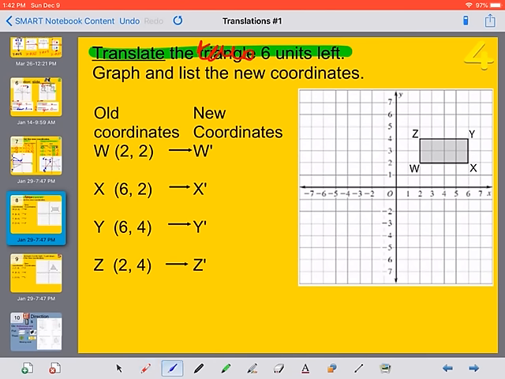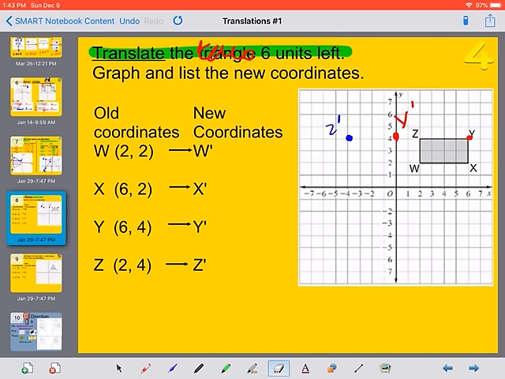So I'm going to graph it first just because I find that easier. So from here, we're going 6 units to the left. 1, 2, 3, 4, 5, 6. There is our new z prime. It went 6 units to the left. Then we need to move y. From here, 6 units to the left. 1, 2, 3, 4, 5, 6. It's y prime.